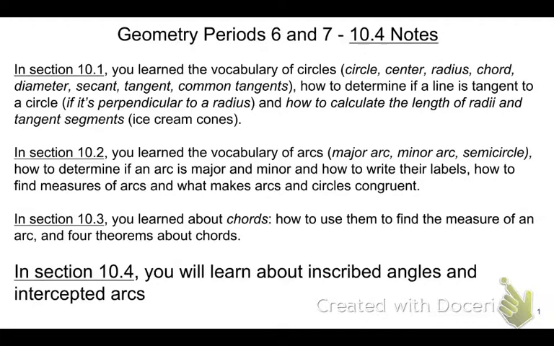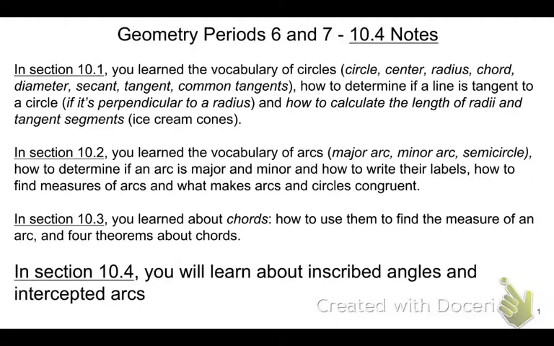Remember to have your 10.4 notes right there by your side, on your computer or however you're watching this, so you can write the notes down and fill in all the information that is missing on those notes.